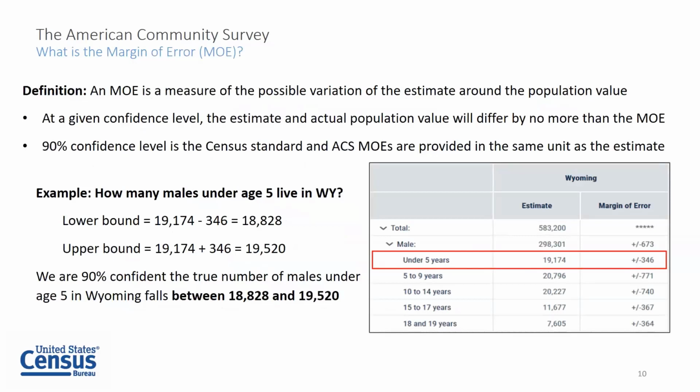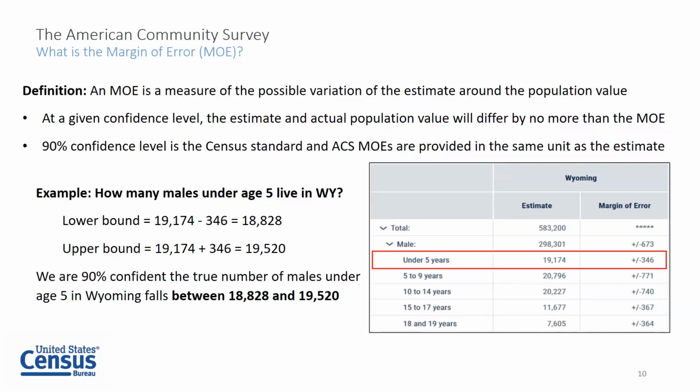MOEs allow data users to be certain that at a given level of confidence, the estimate and the actual population value differ by no more than the value of the MOE. Put simply, the MOE is a measure of the possible variation of an estimate around the population value. The Census Bureau uses a 90% confidence interval as the standard in all published tables.